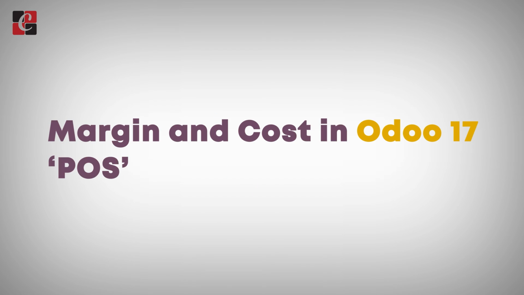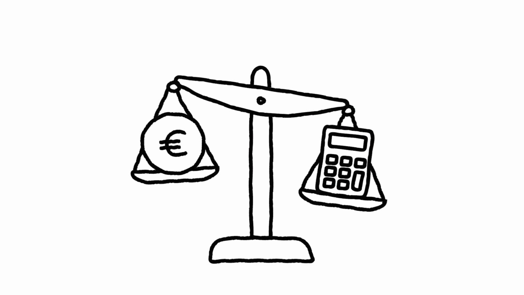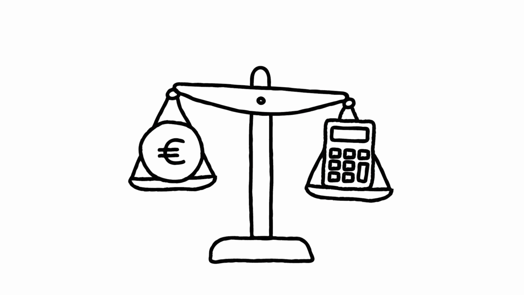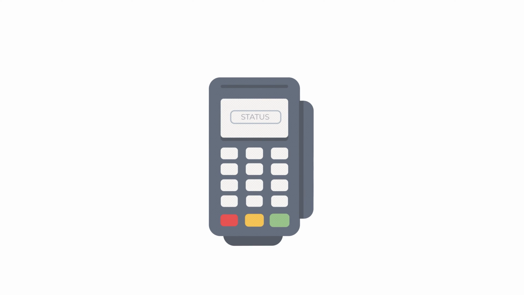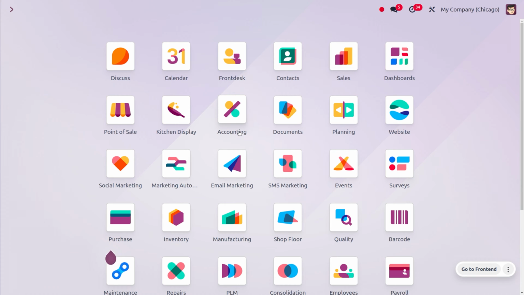In today's video, we will be discussing the margin and cost in Odoo 17 point of sale. Margin and cost are important factors to consider in the point of sale system as they have a direct impact on your business profitability. You can find some of the breakdowns of these terms and how they function in POS.